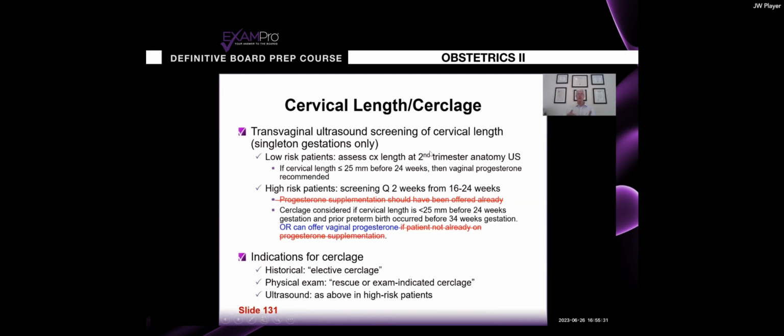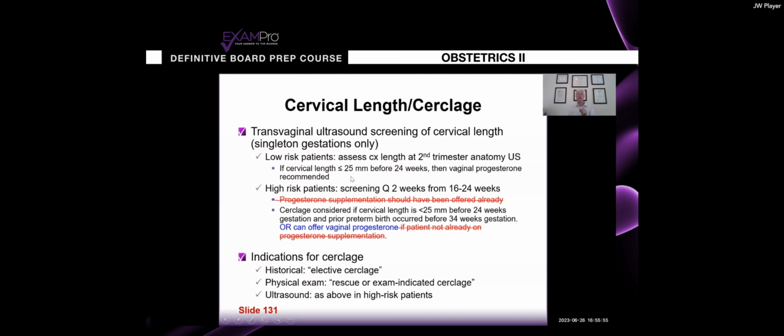So how do we assess people with previous spontaneous preterm birth? How do we manage surveillance? First of all, for people who have not had a previous spontaneous preterm birth, that's the low-risk patients, you just do the cervical length at your 18 to 20 week ultrasound. And if it turns up less than 25 millimeters and you're still before 24 weeks, then that's a shortened cervix. Then you can offer them vaginal progesterone.